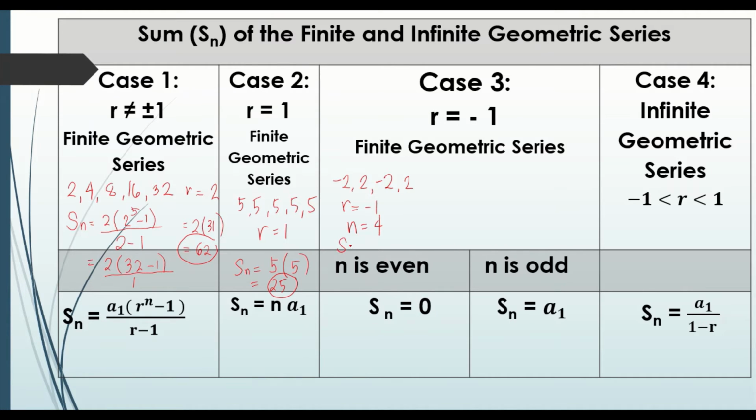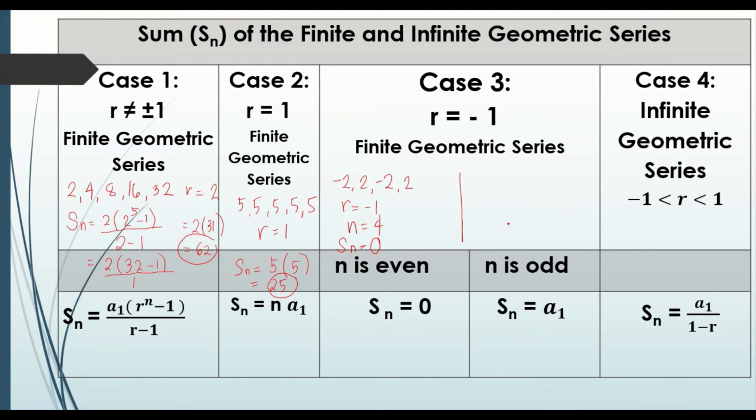So our S sub n, or if we add all the terms of the sequence, the answer is 0. Because negative 2 plus 2 is 0, then 0 plus negative 2 is negative 2, plus positive 2, the answer is 0.